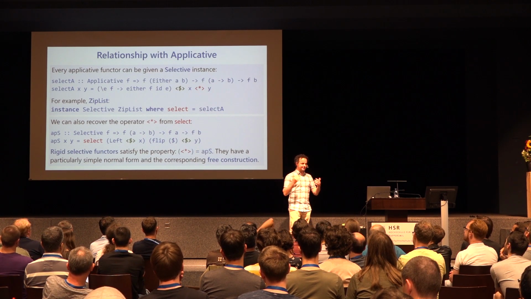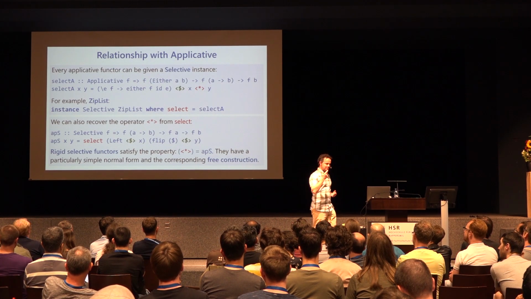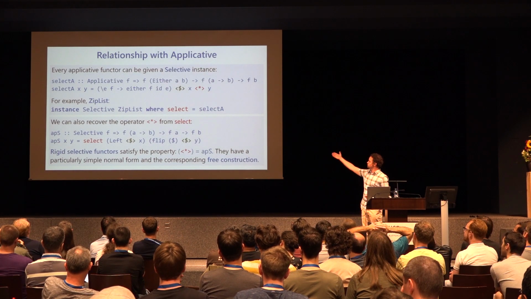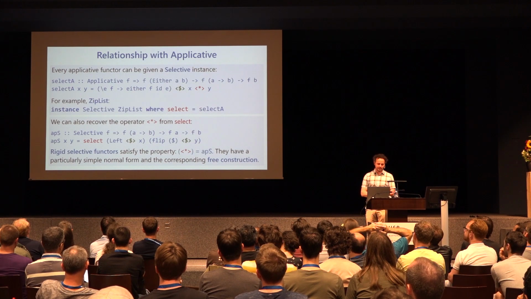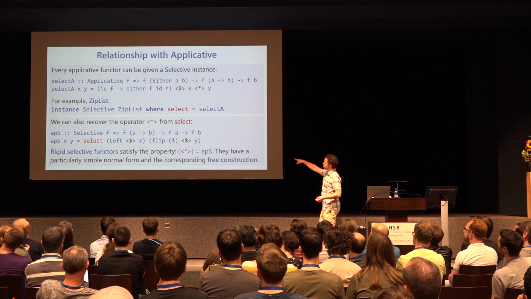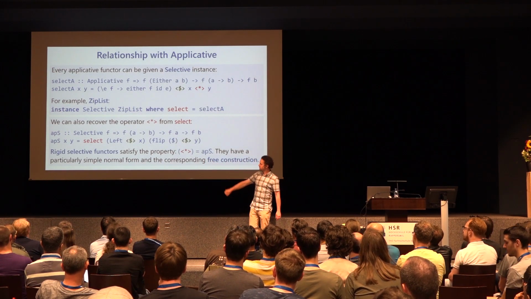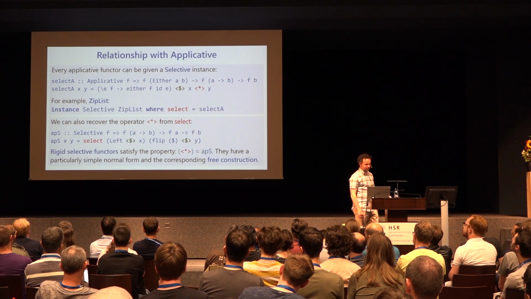Every applicative functor is also a selective functor, but maybe in multiple possible ways, as we will see, because of this extra method of select, which gives you some flexibility. So some applicative functors use select equals select A directly as implementation, which is fine. We can also go backwards, right? Using select, we can implement the apply operator, which is used by applicative functors.